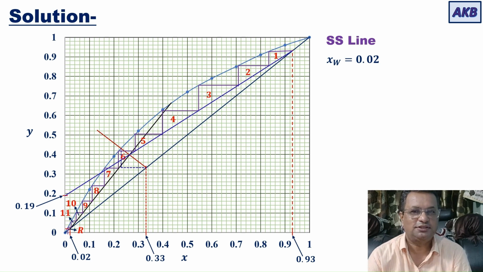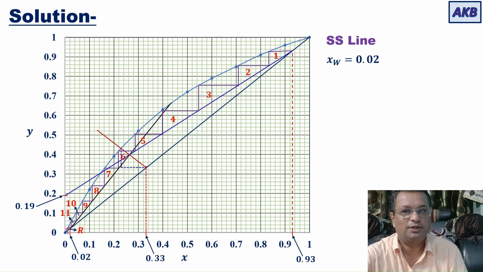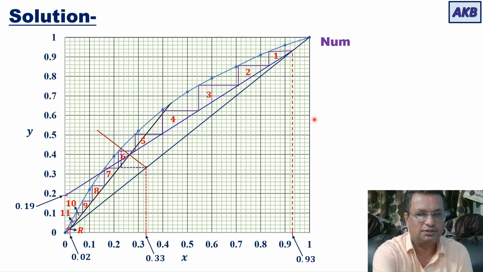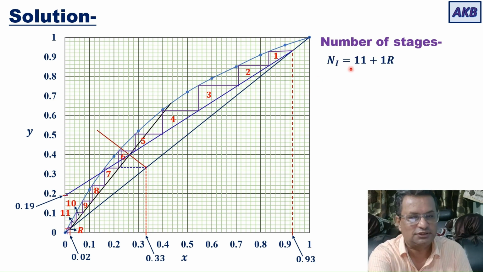The last stage will actually be the reboiler, where concentration is XW. Okay. So in this way, you can find the number of equilibrium stages. So now our findings. First we are going to report the number of stages. So the number of stages is 11 plus 1 reboiler. So there are 12 stages.